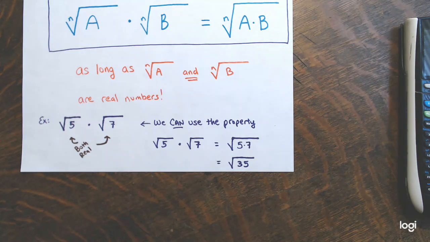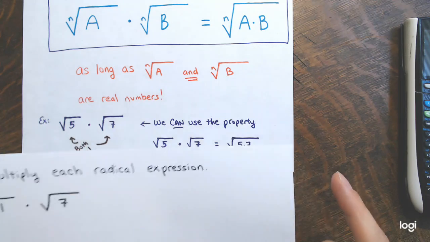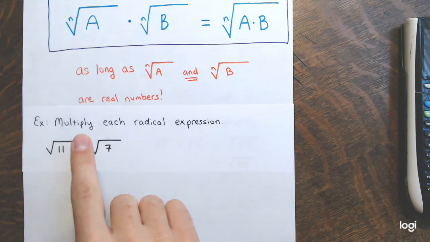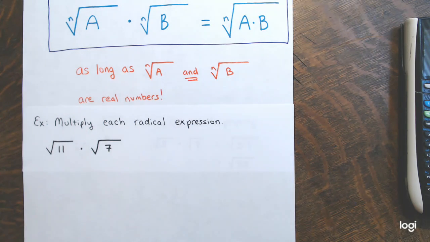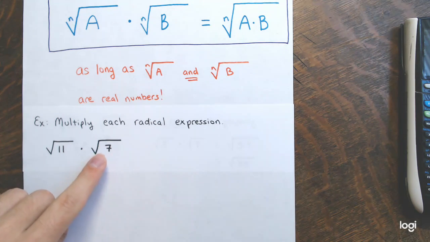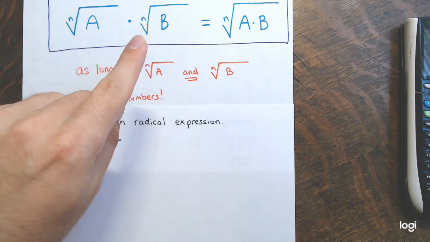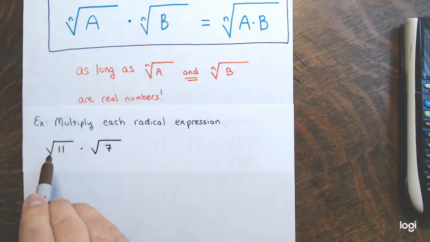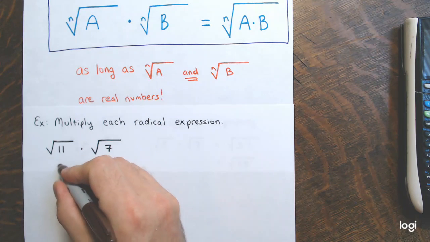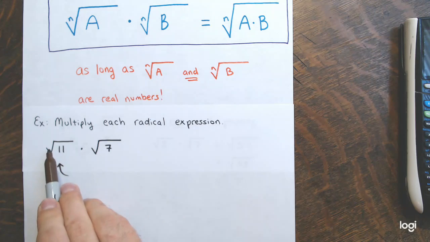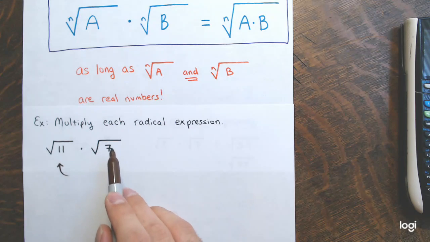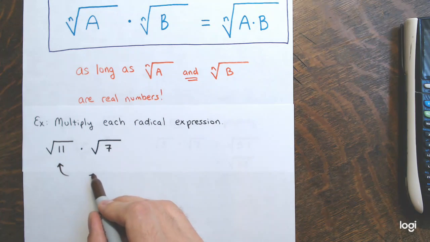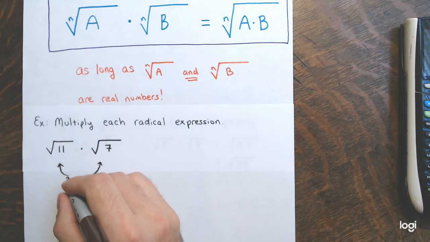All right. So my first example is something similar to this, the square root of 5 times the square root of 7. The instructions for all my examples in the rest of the video are the following: multiply each radical expression. Okay, so here I have the square root of 11 times the square root of 7. So both the same radical, just like in the property. The question is, are these both real numbers? And they are. Again, these are even roots, square roots, and look at the radicands, 11 and 7. Those are both non-negative numbers. So these are both real.